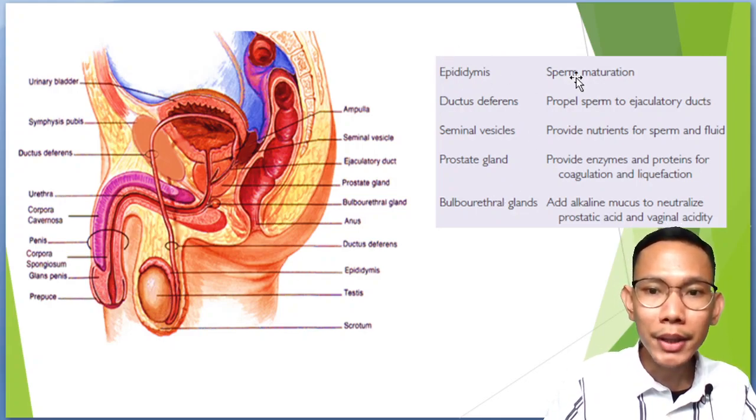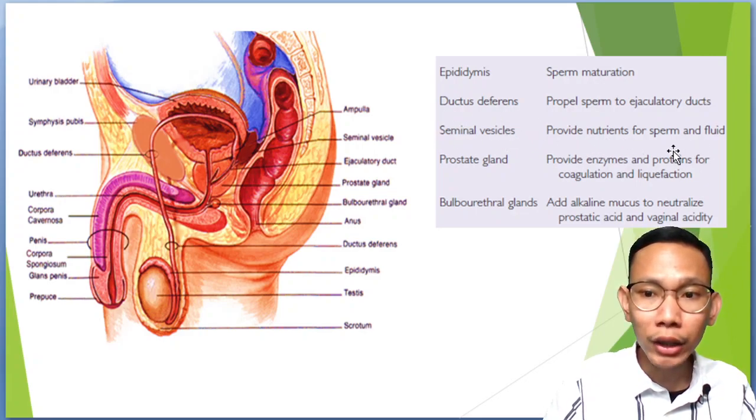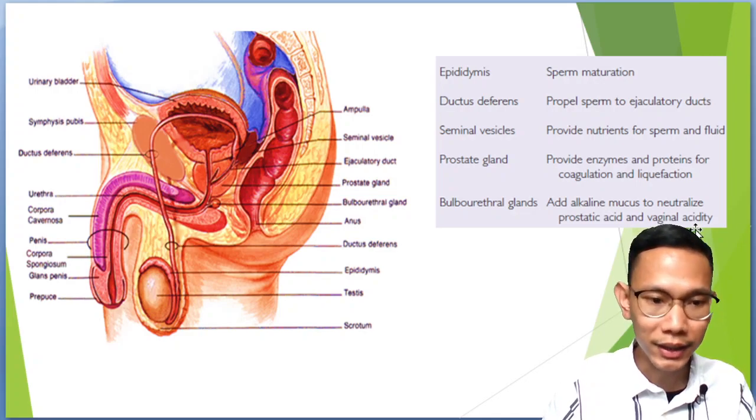So your epididymis for sperm maturation, vas deferens to propel your sperm towards your ejaculatory duct. Your seminal vesicle will provide the nutrient for the sperm. Your prostate gland will provide enzymes and protein for the coagulation and liquefaction, while your bulbourethral gland will add alkaline mucus to neutralize the prostatic acid and your vaginal acidity.